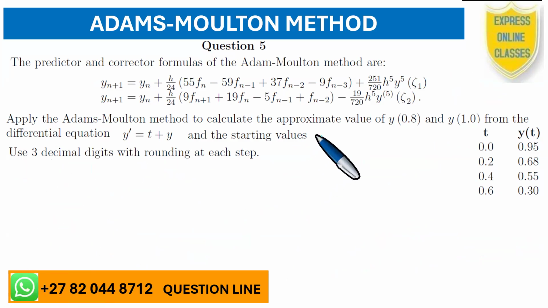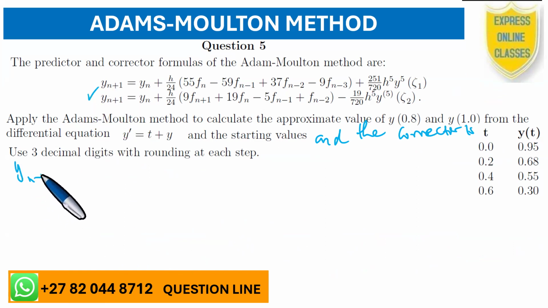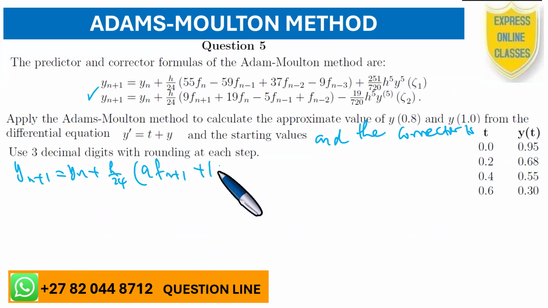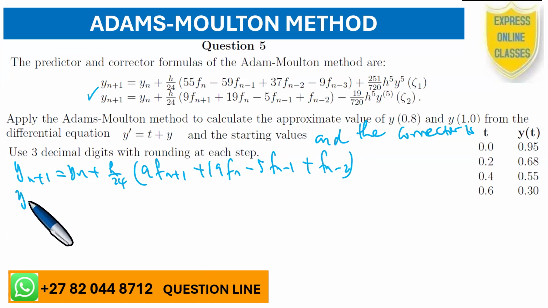And the corrector formula for Adams-Moulton, which you already know, is y n plus 1, which is yn plus h on 24, then we have 9 f n plus 1, 19 fn, 5 f n minus 1, f n minus 2. But we're doing F5 for the corrector because we did F5 for the predictor, which is the top formula, then the bottom one.